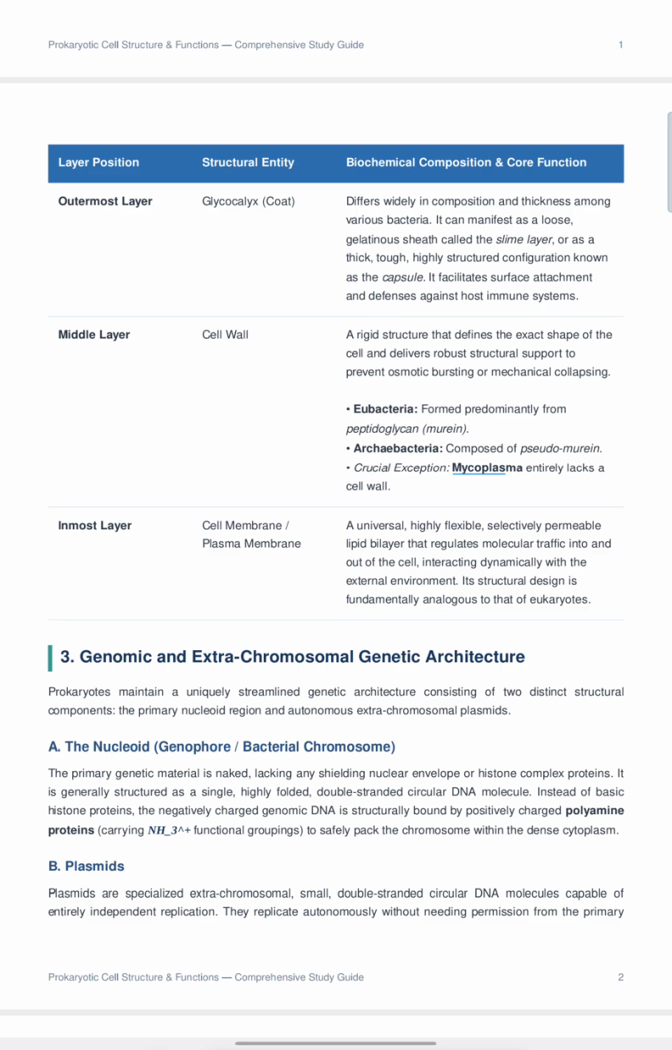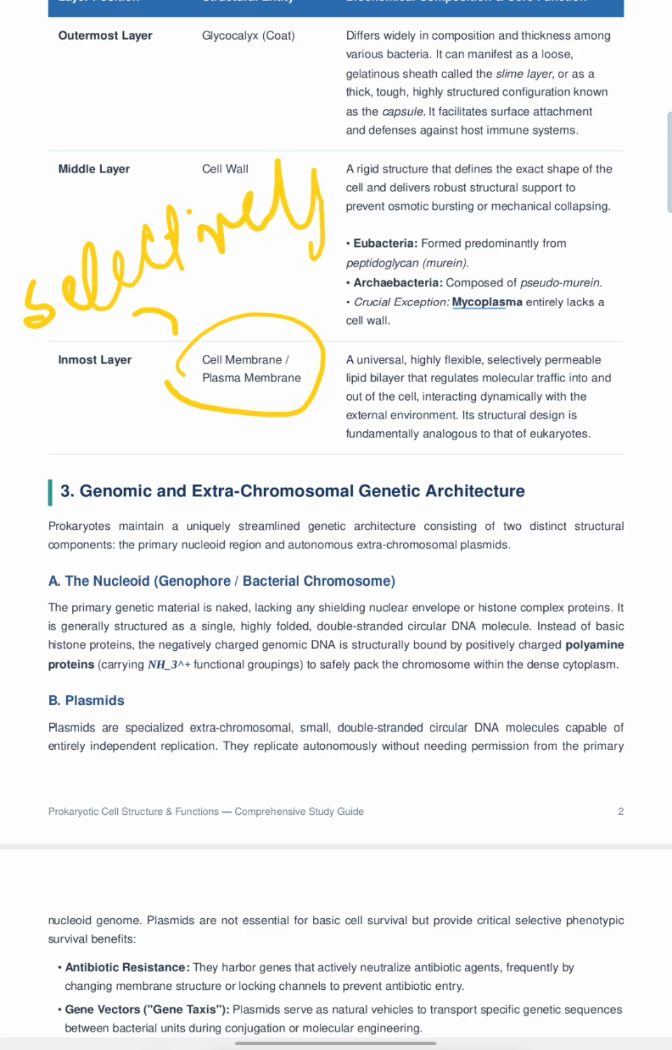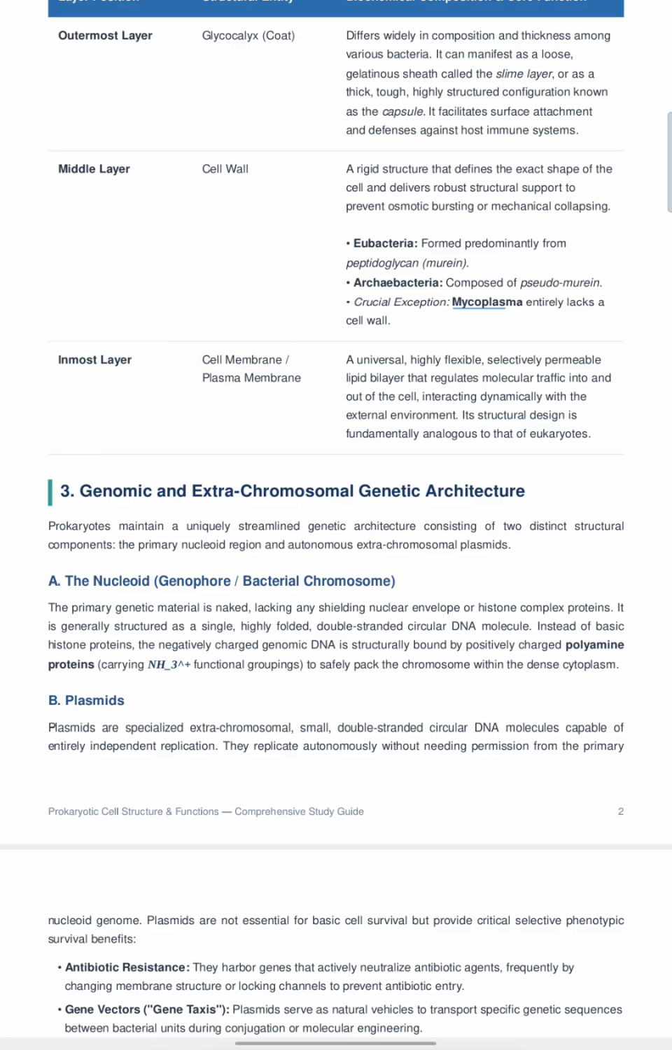Now moving to the next layer, that is the innermost layer, the cell membrane. As we know, the cell membrane is selectively permeable. Selectively permeable means it is able to interact with the outside world.